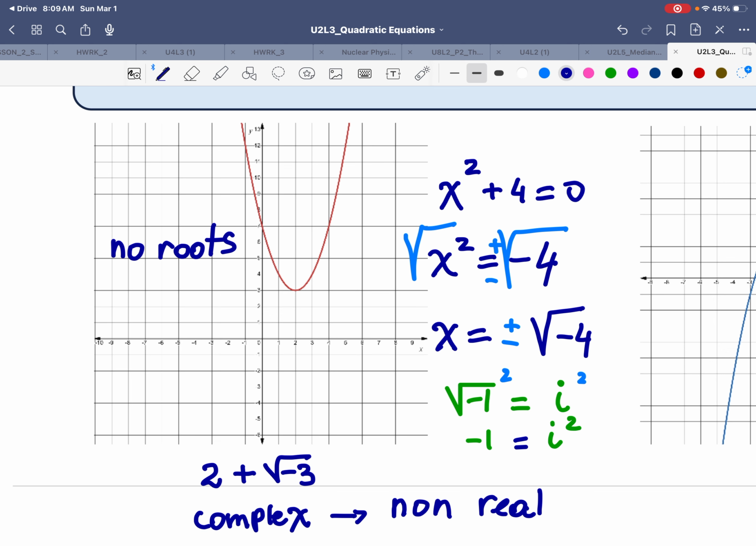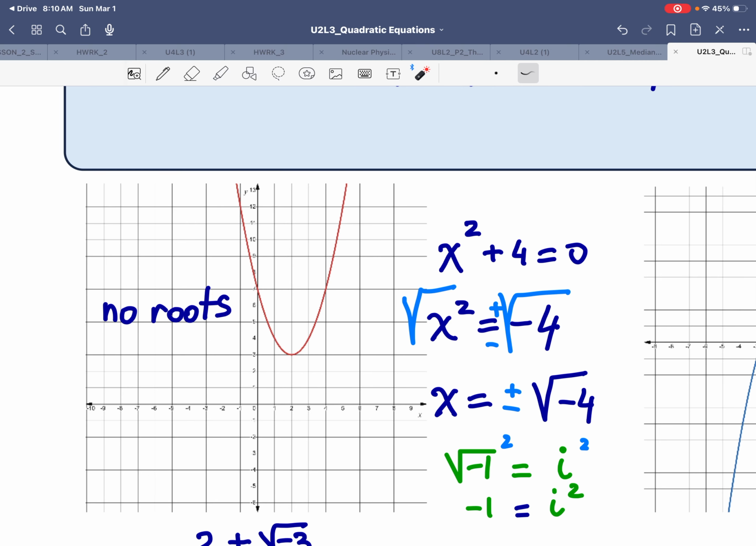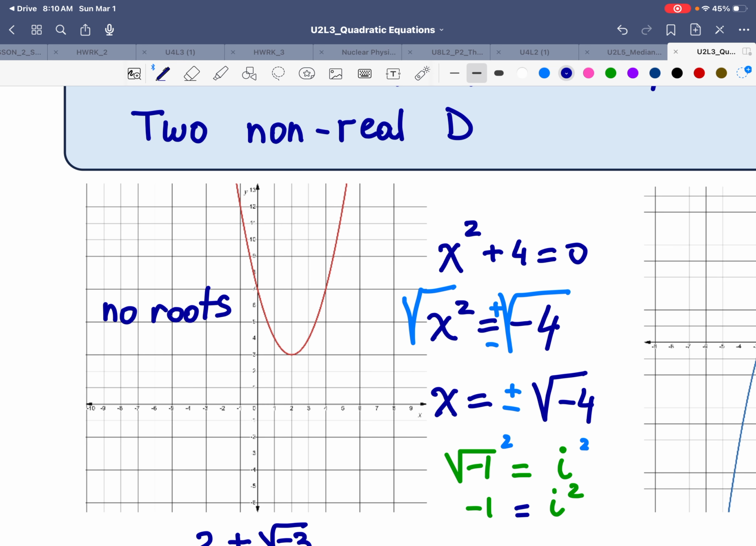If you want, you can explore them a little bit further on ChatGPT and see for more information if you're curious about it, so what they are and how they're used. But we're going to stop here, and we're going to say that equations that have no x-intercepts have two non-real roots, and they're always distinct, and that's something that we will discuss in other examples, roots or solutions or x-intercepts, whatever we want to call them.